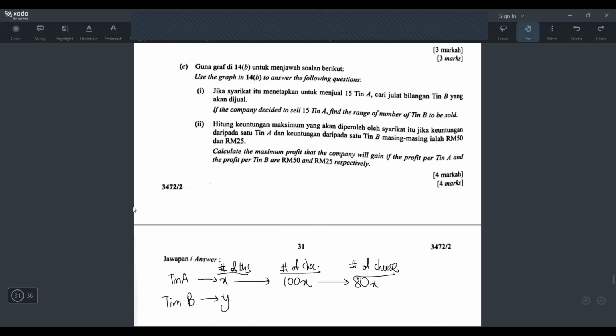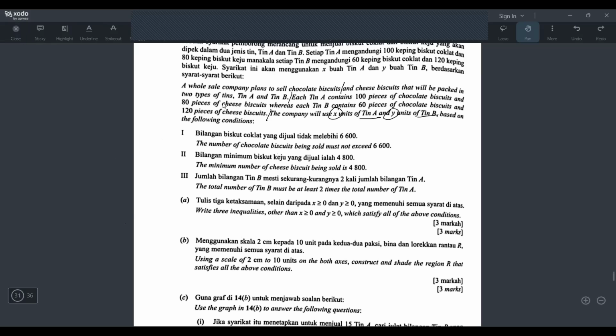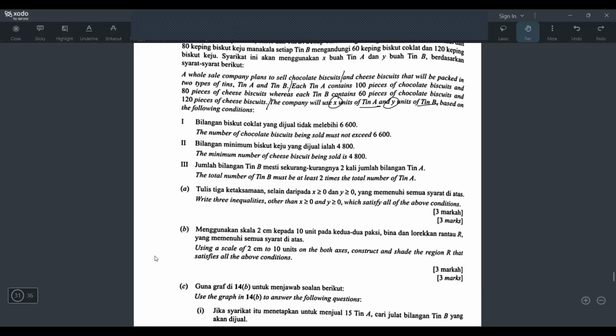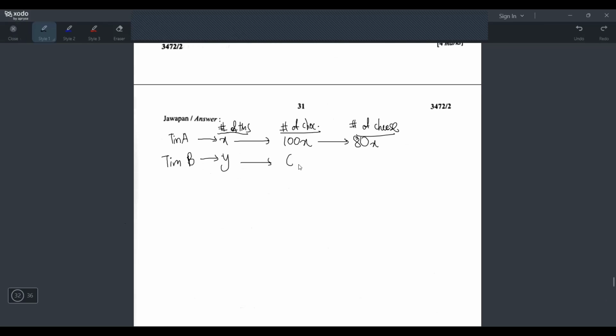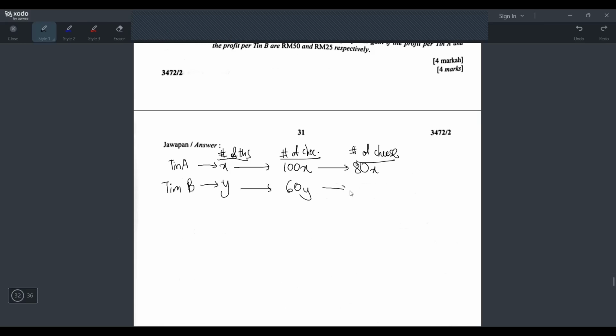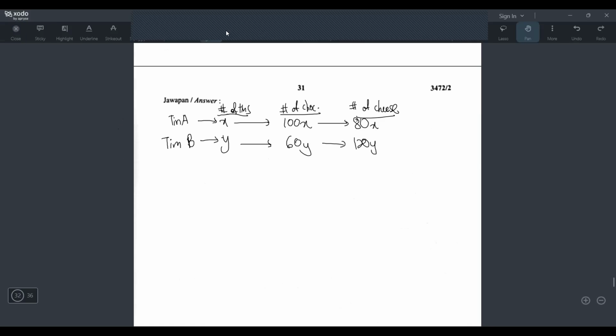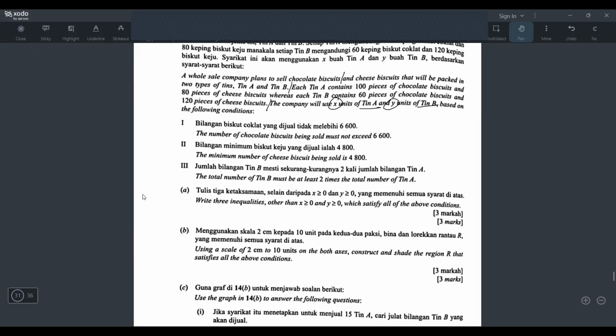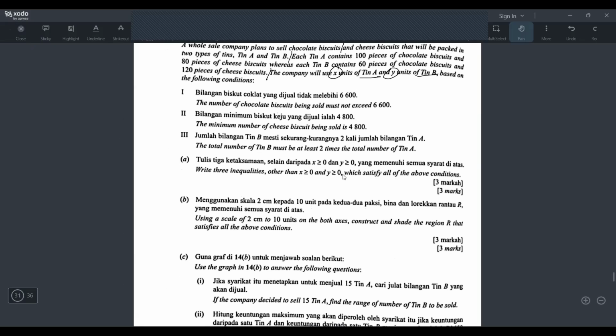Okay. What about tin B? Tin B contains 60 pieces of chocolate biscuit. Okay, 60. So the total number will be 60Y. Okay, the total number of chocolate biscuits is 60Y. And then the total number of cheese biscuit is 120, but have to times Y because 120 is only for one tin. And if you have Y tins, you have to times Y. Okay, it means later if the question mentions total number of chocolate, I have to look here. But if the question mentions number of cheese, I have to look here, right? But if the question mentions number of tins, then I can look here. Okay, now everything is clear already. Now we can do A. So write 3 inequalities which satisfy all the above conditions.